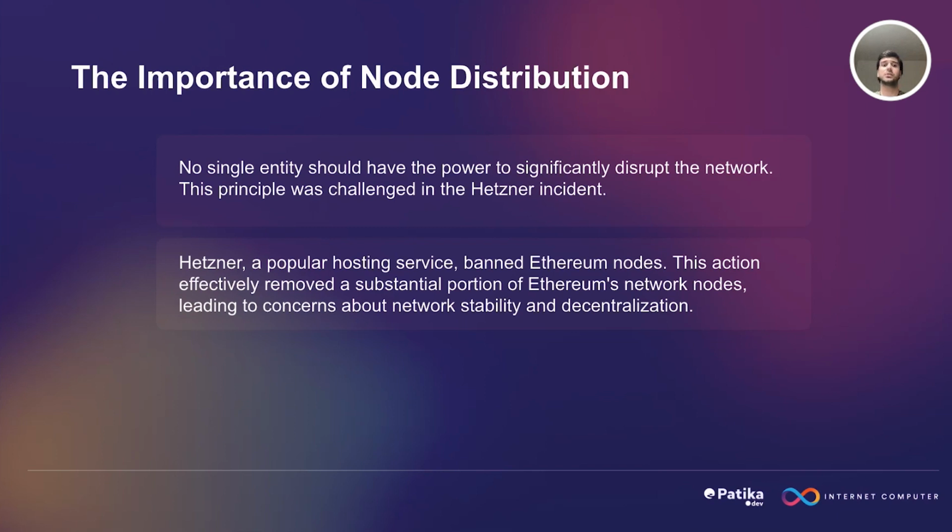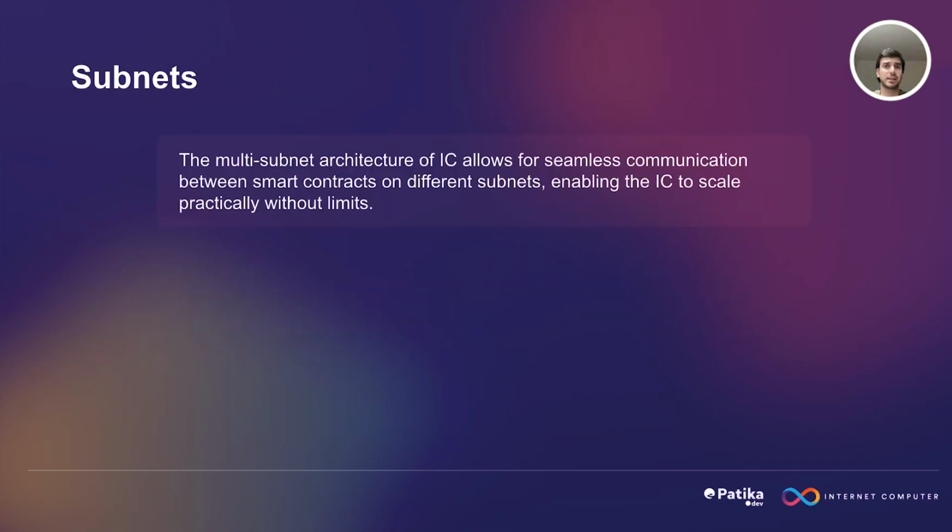Hetzner, a popular hosting service, banned Ethereum nodes. This action effectively removed a substantial portion of Ethereum's network nodes, leading to concerns about network stability and decentralization. And as we can see, decentralization is very, very crucial for any blockchain, and it's the central principle of Internet Computer Protocol. Now, let's look at the subnets.